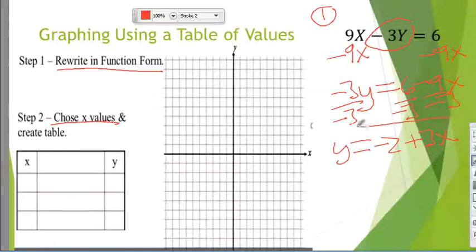Okay, then I'm going to let you guys take it from there. So for each of these quiz questions, you are going to solve for the y. You're going to choose some values of x, figure out what the y is for each of those values of x, plot the points on the coordinate plane, and then graph your line.